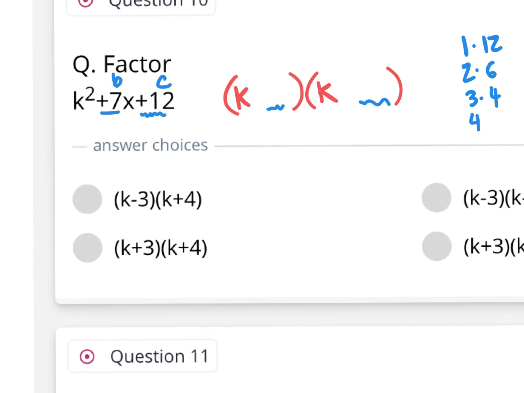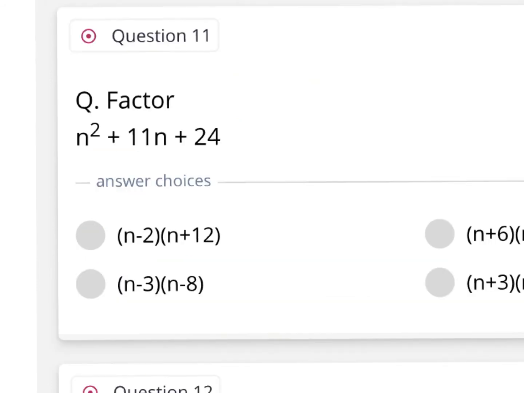But anyway, again, the idea is which of these pair of numbers combines together to give you that middle value 7. Okay, 12 plus 1 is 13, that's not 7. 6 plus 2 is 8, that's not 7. 3 plus 4 is 7. And if I add 3 plus 4, it's a positive 7, and b is a positive 7. So I don't need to change anything. I just need to put a positive 3 right here, positive 4 right there, and guess what? I am done. There's my answer. I have factored. Moving on to question number 11.